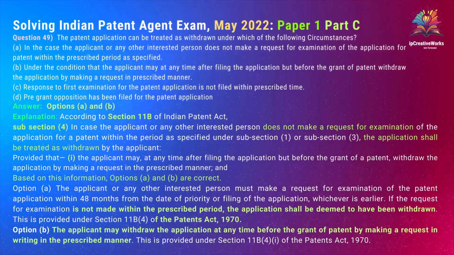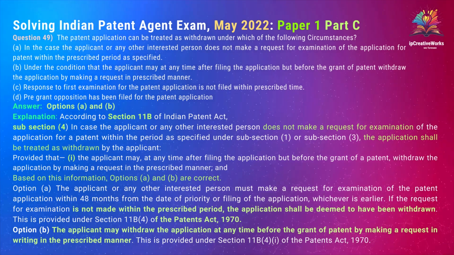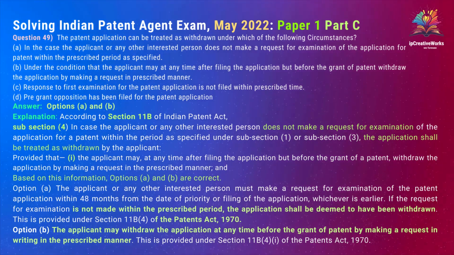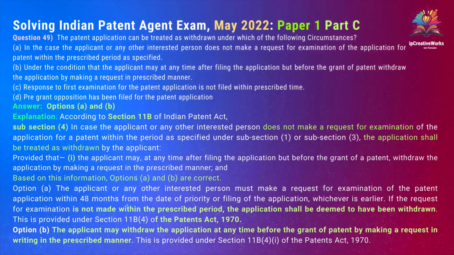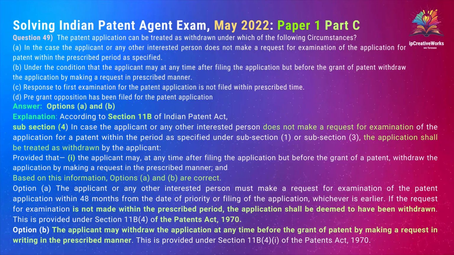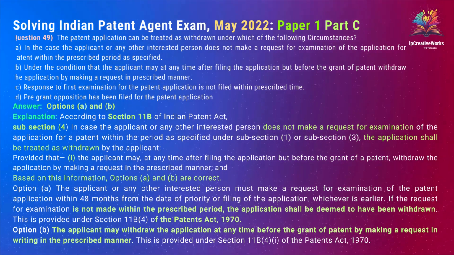Option A. The applicant or any other interested person must make a request for examination of the patent application within 48 months from the date of priority or filing of the application, whichever is earlier. If the request for examination is not made within the prescribed period, the application shall be deemed to have been withdrawn. This is provided under Section 11B(4) of the Patents Act, 1970. Option B. The applicant may withdraw the application at any time before the grant of patent by making a request in writing in the prescribed manner. This is provided under Section 11B(4)(I) of the Patents Act, 1970.